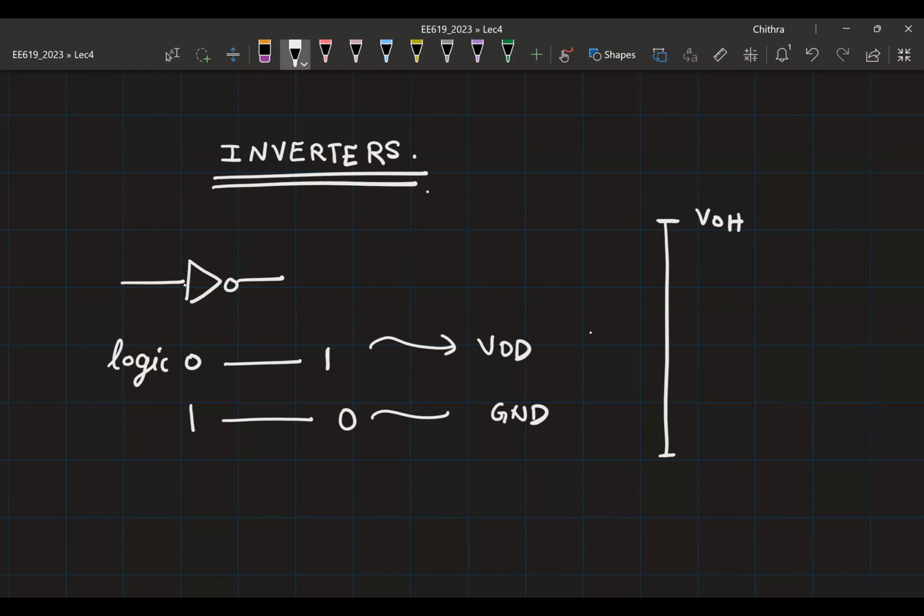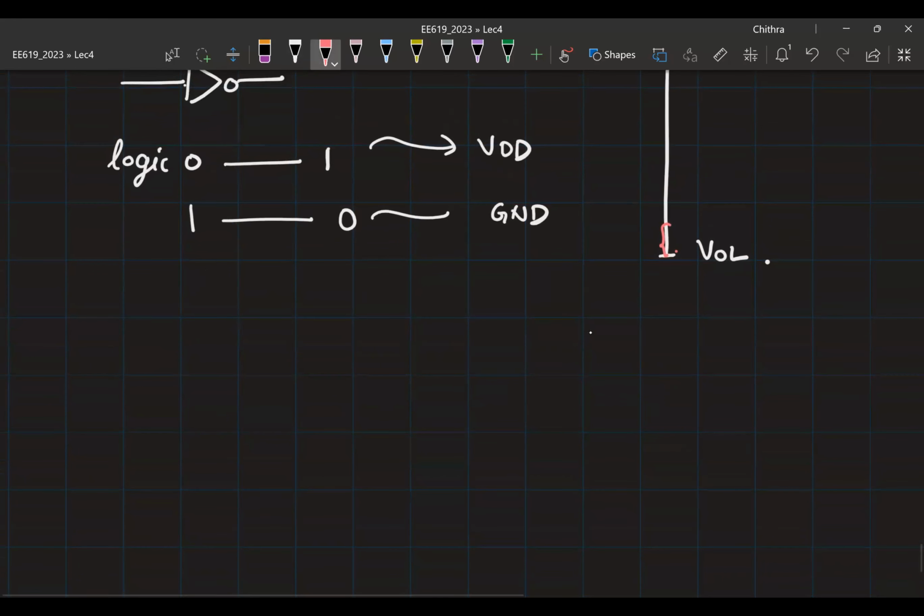Even though I said that the typical high voltage is VOH and typical low voltage is VOL, we know that in digital circuits, usually a range of voltages around VOH can still be considered as logic high. Similarly, a range of voltages around VOL will be considered as logic 0. Now let's talk about the voltage transfer characteristics of an inverter.